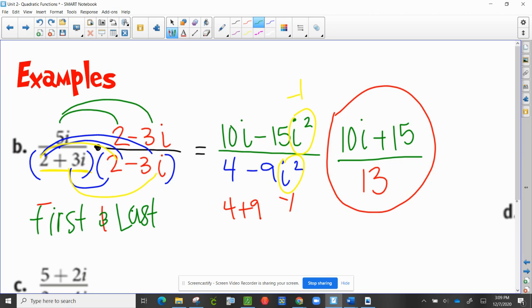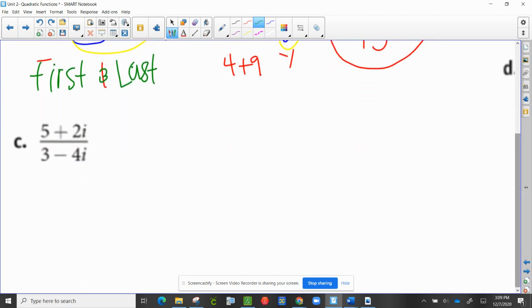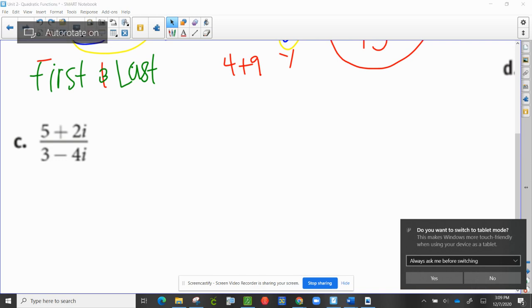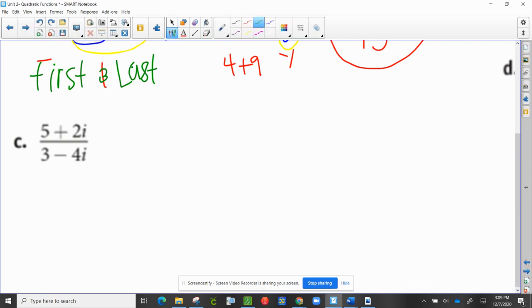Okay, so let's try one more problem, and then you guys are going to try one. So let's look at C here. So C, I have 5 plus 2i divided by 3 minus 4i. So again, we have to look at our denominator because that's where the problem is. We cannot have an i in the denominator. So 3 minus 4i is what we're looking at. I need to multiply top and bottom by that conjugate in order to clear that i out of the denominator. So 3 minus 4i, its conjugate would become 3 plus 4i. Whatever I multiply the bottom by, I have to do the same thing on the top.